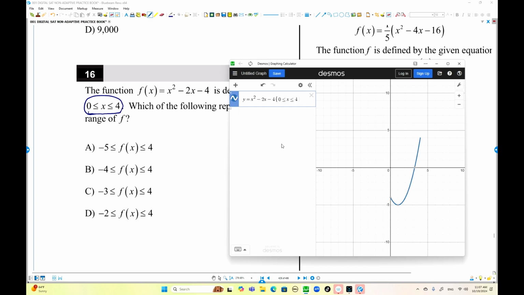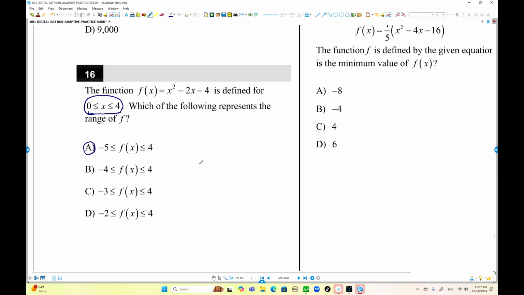Can you see that? This is the domain, right? But this is the minimum value over here. That is the range, the minimum to maximum. So negative 5 to 4 is the answer. Or algebraically, from 0, put the number 0 in, very quickly, you can do that. Negative 4. Put the number 4 there: 4 squared is 16 minus 2 times 4 is 8 minus 4, that is 4, right?